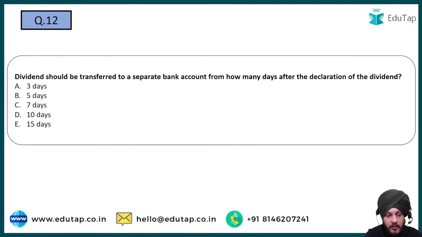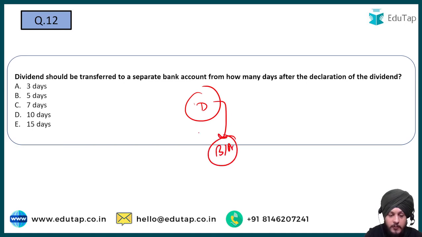Now question number 12. Dividend should be transferred to a separate bank account from how many days after the declaration of the dividend? So when the dividend has been declared, within how many days should it be transferred to a separate bank account? Option A 3 days, option B 5 days, option C 7 days, option D 10 days and option E 15 days.